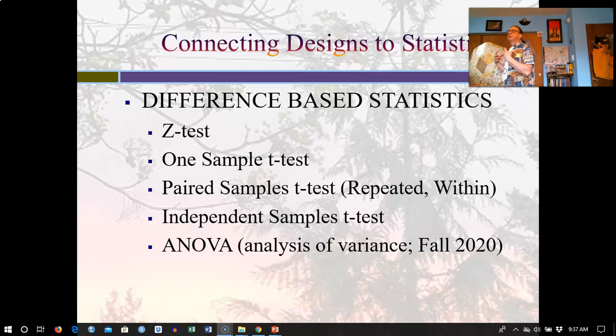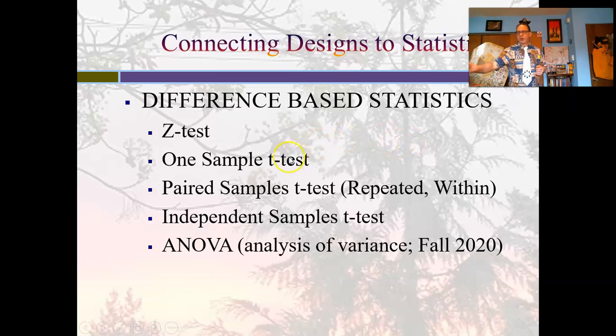So this is a little bit of an aside, but I think to connect the statistics half of this course and the design half of this course, we should recognize that inferential statistics tend to be difference-based statistics: z-test, one sample t-test, paired samples t-test, independent t-test, ANOVA, which we haven't learned yet. These are all different statistics, and they come from certain designs, and they give you certain outcomes.